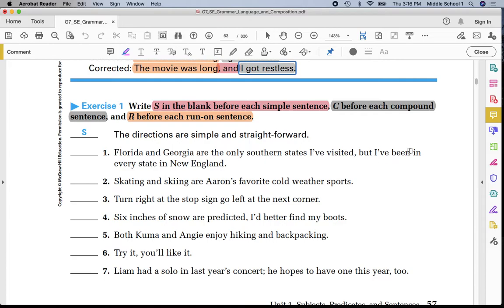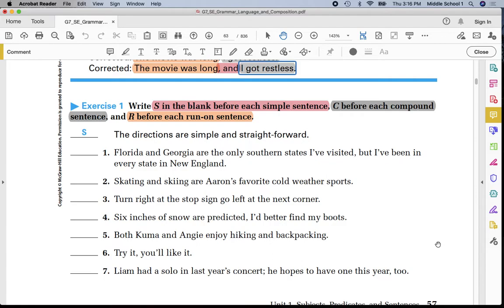4. Six inches of snow are predicted, I'd better find my boots. That too is a run-on. You will notice in this sentence there is punctuation. However, it is the incorrect punctuation. The correct punctuation would be a semicolon.